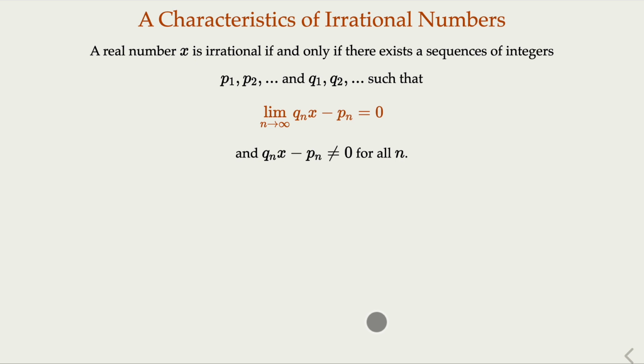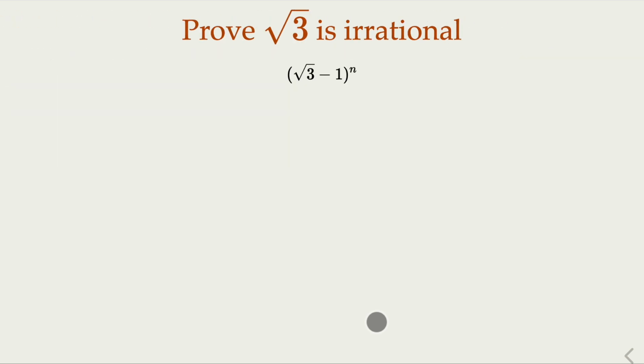What is the proof? We're going to use this to prove that square root of 3 is irrational. Here we go. We consider this term. If you're familiar with the binomial theorem, you can expand it out. Notice that square root of 3 raised to an odd power is going to be some integer times square root of 3, and an even power is going to be some integer, right? That is, after your expansion, you're going to get some integers p and q, right? So q_n times square root of 3 minus p_n.